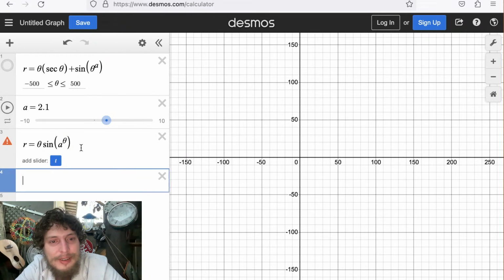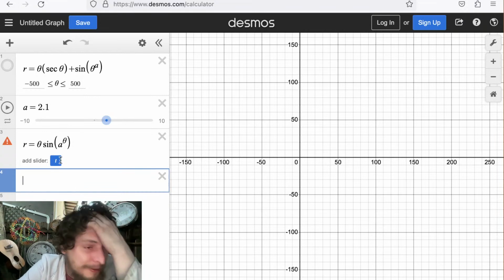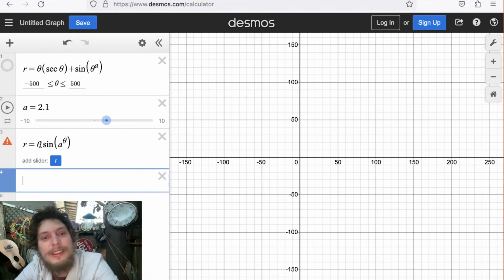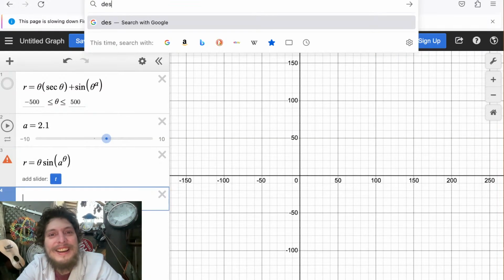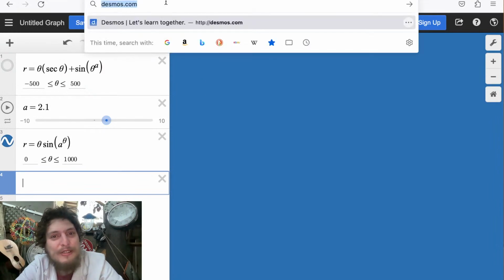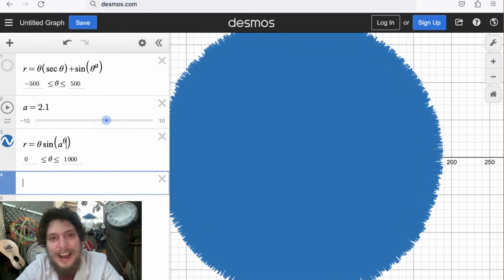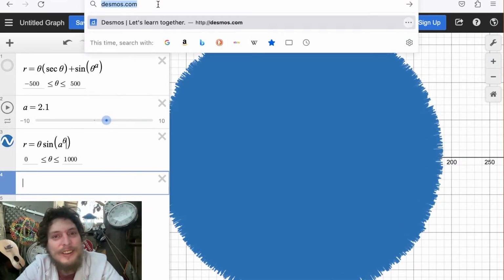What? Why add slider for T? Okay, it's tripping out. It wants a slider for T because T was the first letter in theta. And now it's... Okay, we got to restart the Desmos again, I guess. I got to be careful with when I do really crazy equations on it. When you put the exponents, it freaks it out sometimes. I don't know what's happening. Restart your page.